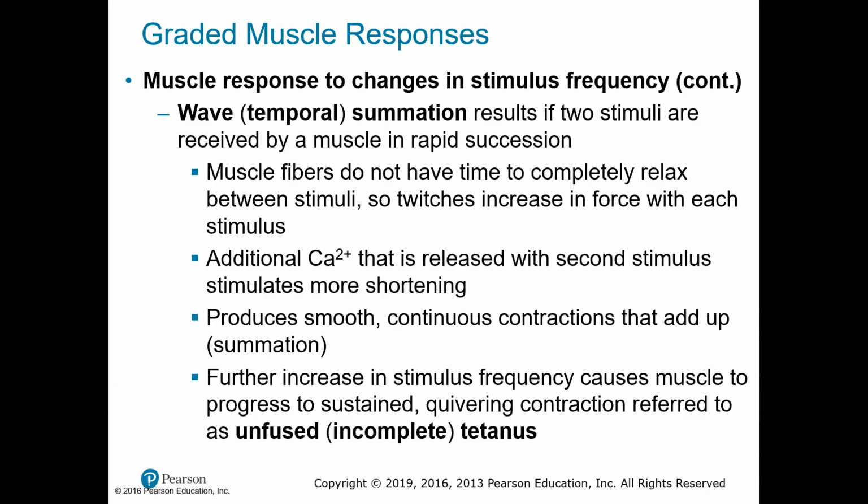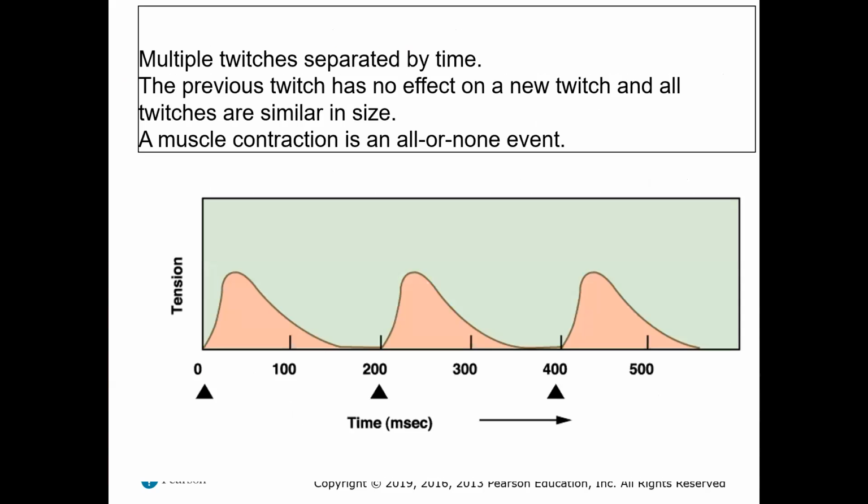And if we keep adding a stimulus without any rest period, we continue to release more and more calcium, and the contraction can get stronger and stronger because we are exposing more and more binding sites. Consider this. Here is a muscle twitch. We've seen this already. There are three separate muscle twitches, and it takes about 200 milliseconds or thereabouts for each twitch to take place. We have the latent period, the contraction, and the relaxation phase.